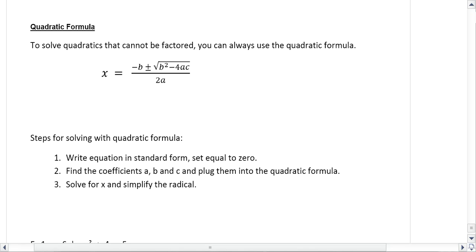This edition of Comet Algebra was made to help you with your summer packet when you reach the part where you need to use the quadratic formula. Now, if you recall, the quadratic formula is used when you have a quadratic that cannot be factored. So I rewrote the quadratic formula here just for you to look at. X is minus b plus or minus the square root of b squared minus 4ac all over 2a.